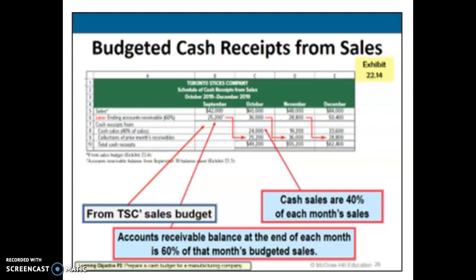And now we can compute the budgeted cash receipts from customers. October's budgeted cash receipts consisted of $24,000 from expected cash sales, which is $60,000 times 40%, plus the anticipated collection of $25,200 of accounts receivable that was actually from September.